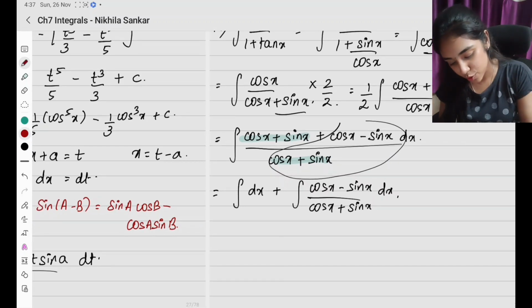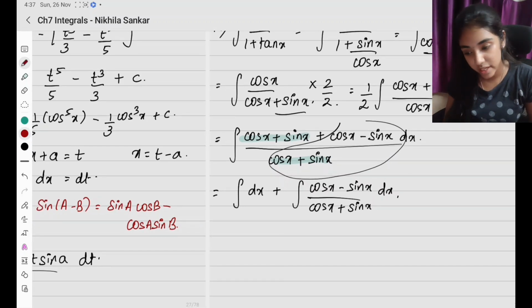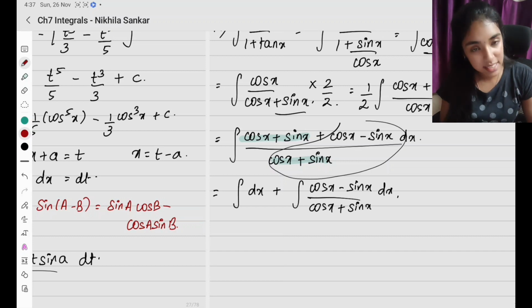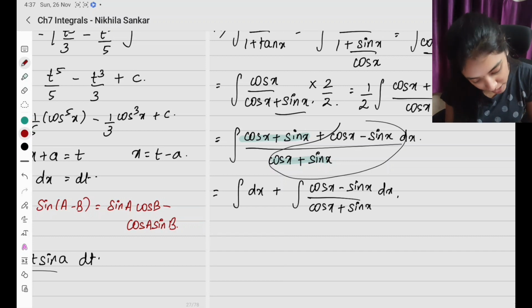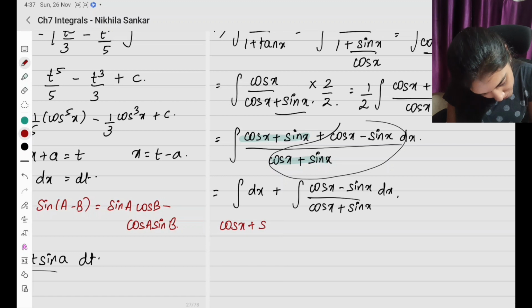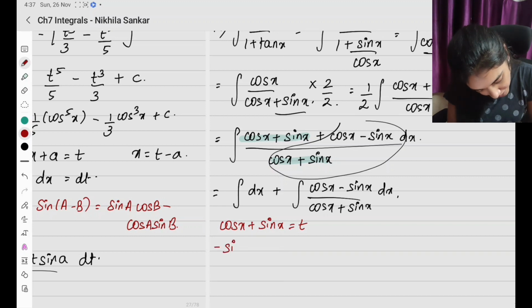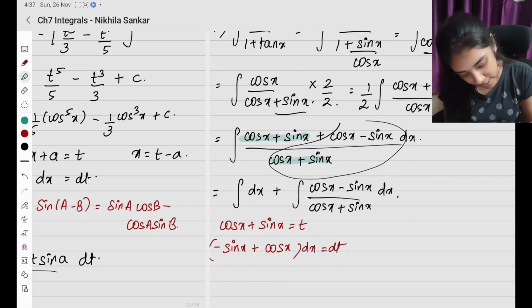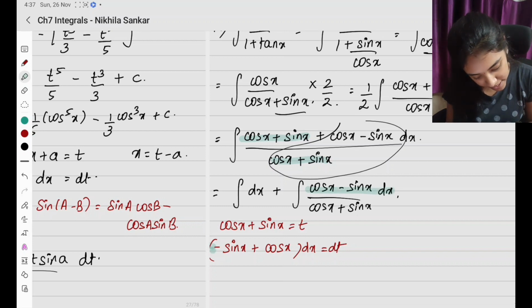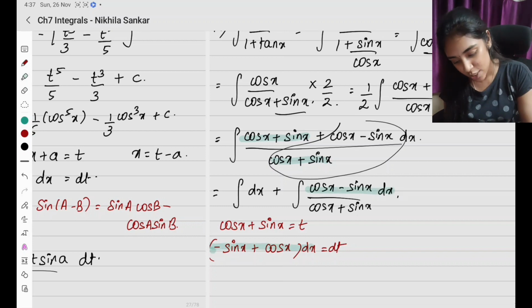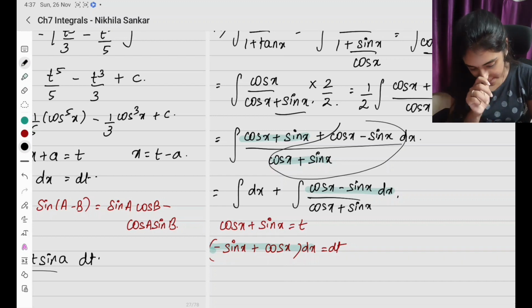இந்த இடத்துல I'm going to use a substitution. So substitution என்ன பண்ண போறேன்? I'm going to write cos x plus sin x as t. Denominatorல இருக்கிறது. So cos x plus sin x equals t. So when I differentiate this, what will I have? Cos x or derivative is minus sin x plus sin x or derivative is cos x times dx equals dt. So இங்க என்ன தெரியுது? இந்த இடத்துலயும் I have cos x minus sin x dx. இங்கேயும் cos x minus sin x dx இருக்கு. So my answer becomes very simple.